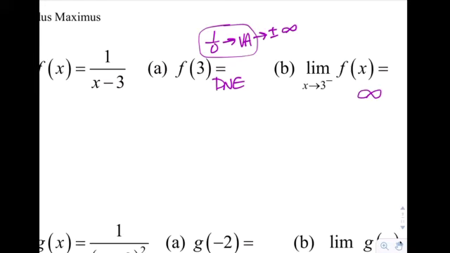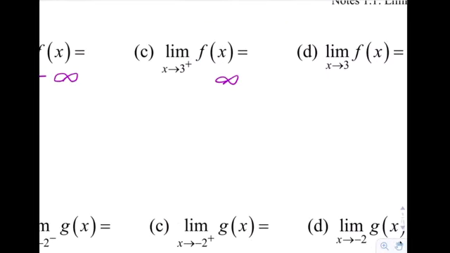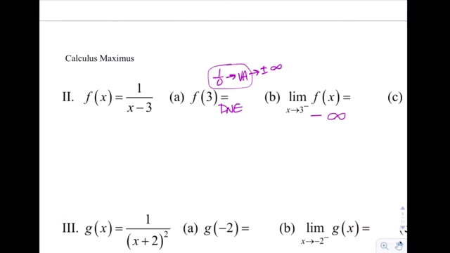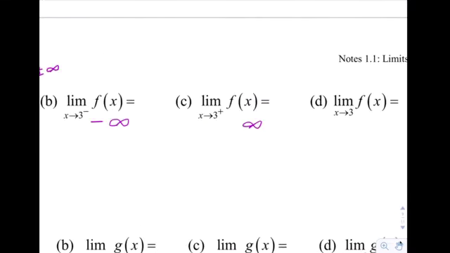So just to the left, if you plug in a 2.9, what sign do you get? You get negative. 2.9 minus 3 is negative. 1 over a negative is a negative. So it's that easy. That's all you have to do to get the sign of the infinity. And what would be the limit from the right of 3? Well, to the right of 3, you could pick like 3.1. Plug it in here. 3.1 minus 3 is positive. 1 over positive is positive. So you can just leave it as infinity. You don't have to put plus in front of it.